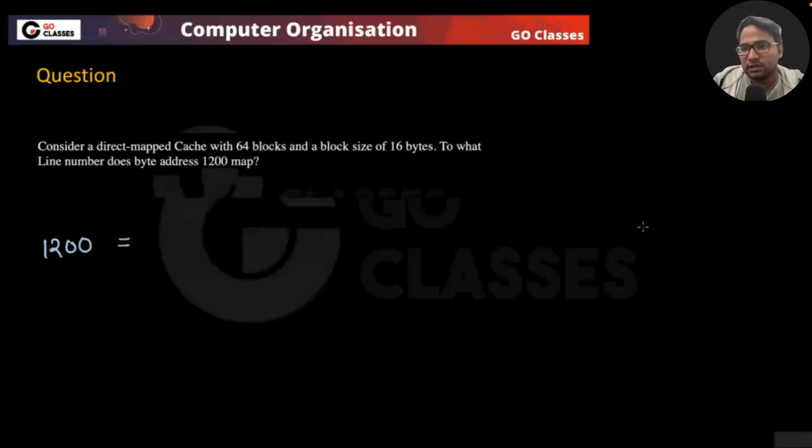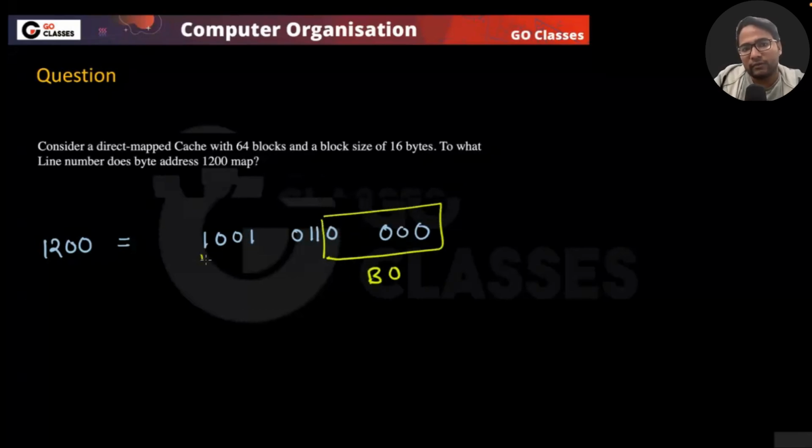Use a space after every 4 bits, but anyway, that's fine. So this is 1001, I think, then 0110, and then 0000, right? Okay, this is the binary for 1200, if I have written it correctly. Now you tell me, if the block size is 16 bytes, then what is the block offset? 2 power 4, right? This is the block offset. Can you tell me the block number?